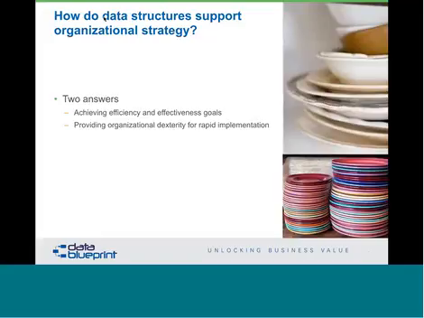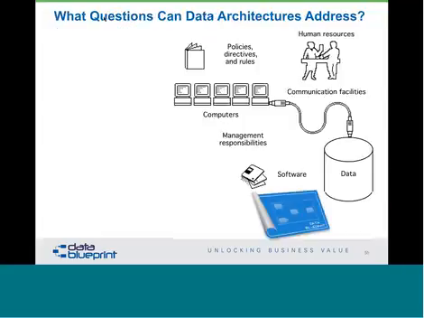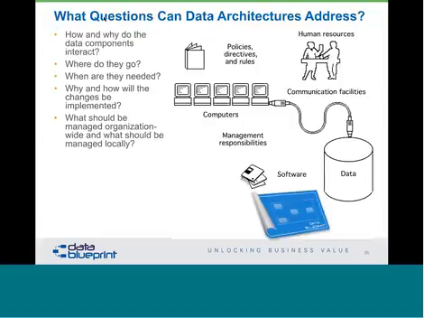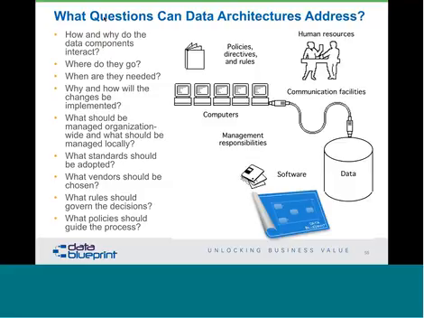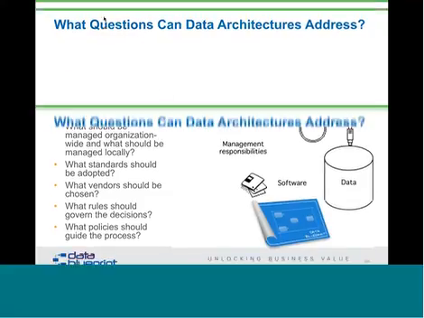So all of these examples are designed to show that your information architecture, your data architecture, should address a series of questions. How and why do the data components interact with each other? Where do they go? When are they needed? How and why will the changes be implemented? What should be implemented organization-wide? What should be implemented locally? What standards should be adopted? What vendors should be chosen? You can read these rules here. The key is who's going to coordinate these things if it's not the data architecture group.